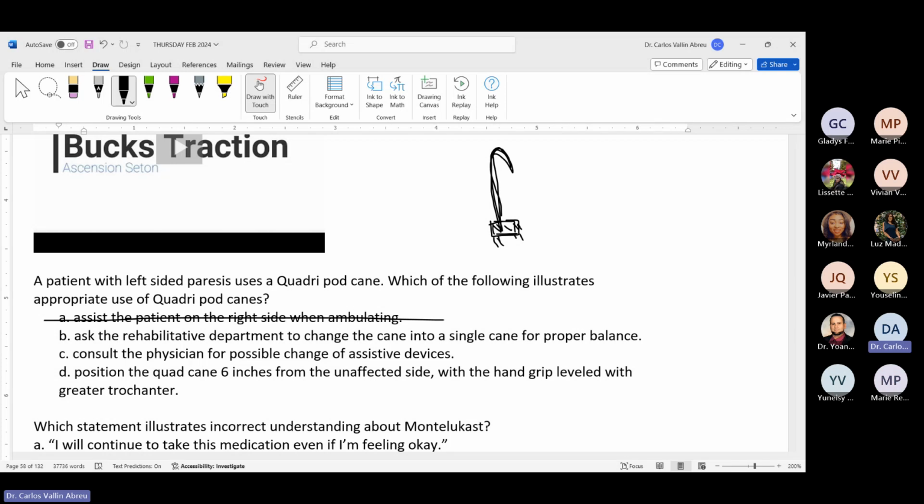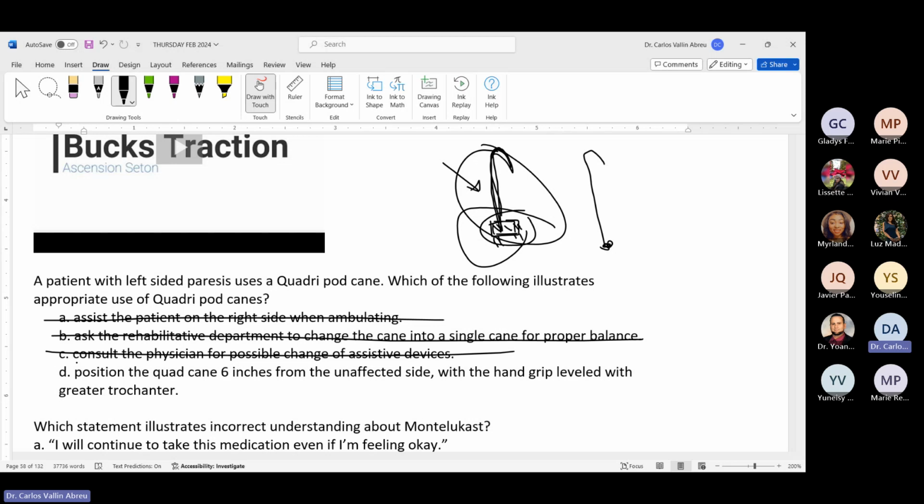Ask the rehabilitative department to change the cane into a single cane for proper balance. It is incorrect. This quadripod cane provides more balance, more stability than the regular cane. So it is nonsense. We don't need to ask to change that. The same way as consulting the physician for possible change of assistive device. Which one? Wheelchair? Walker? This cane is enough for this client. So I don't see the reason for that.